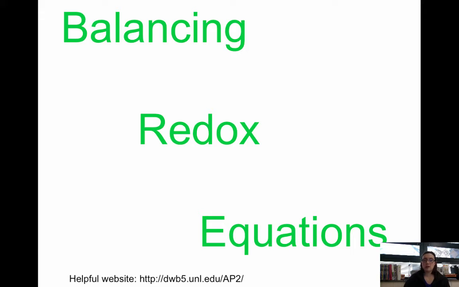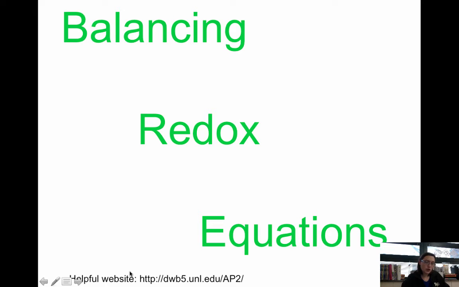As we go through balancing redox, this is section 20.2 in your book, so you can definitely look through that. It takes you step by step, just like we're going to look at in this video. Another helpful website is down here at the bottom, and I will post this on the class website as well. If you need extra practice with balancing redox, take a look at this helpful website.